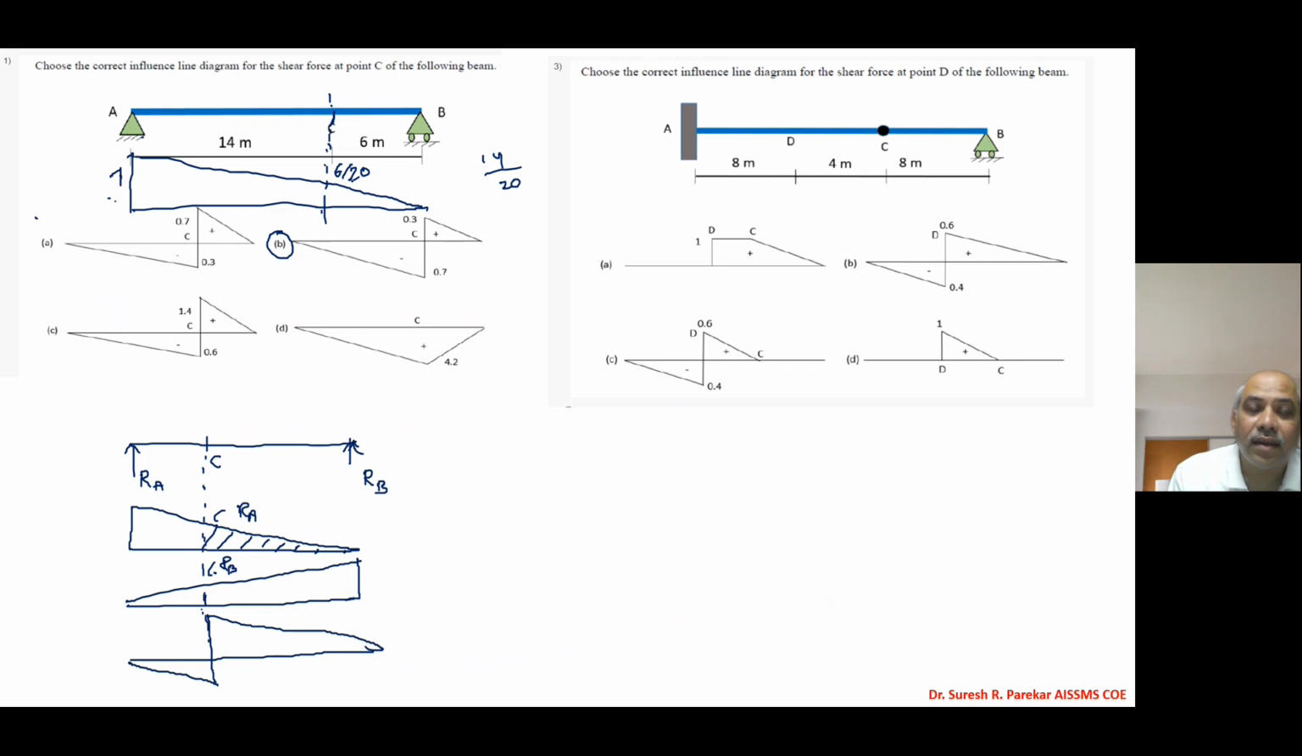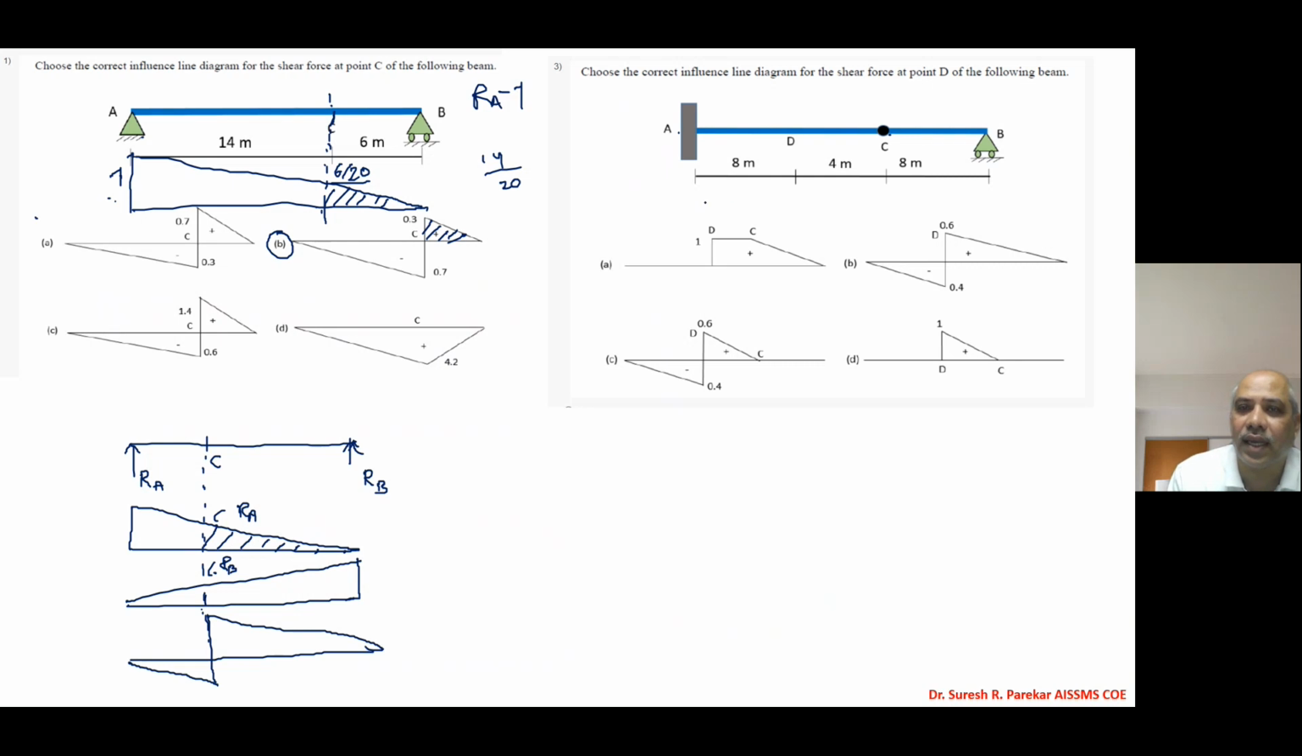RA minus 1. And after this, this will be RA, this diagram. So that we have to understand, and then we are in position. Here you have to find out, that is, choose the correct influence line diagram. Now we have A to C.